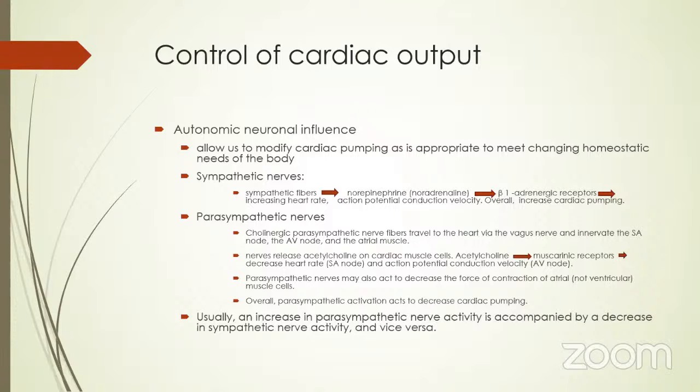The accelerator center is mainly sympathetic nerves, and the decelerator is the parasympathetic nerve carried by the vagus nerve. So the autonomic neuronal influence allows us to modify cardiac pumping as appropriate to meet the changing homeostatic needs of the body.